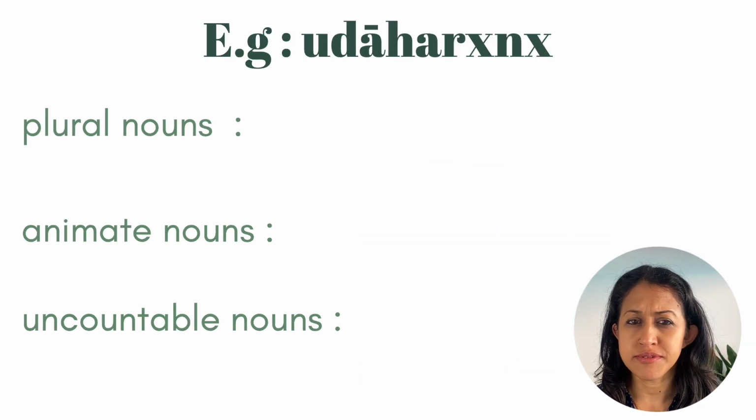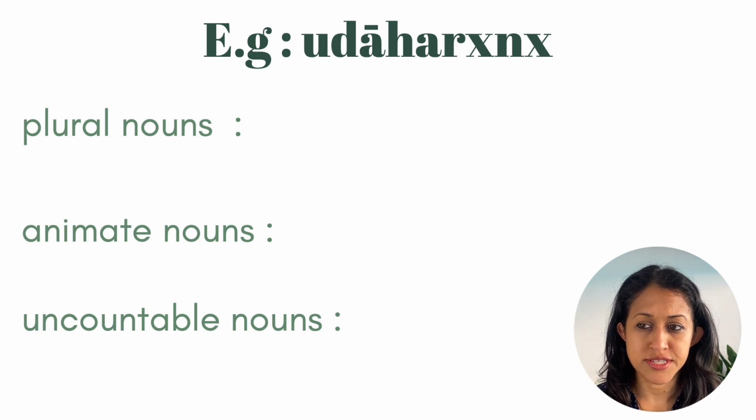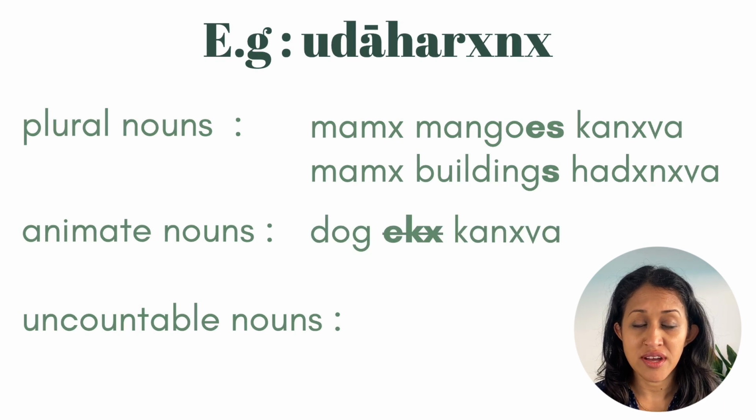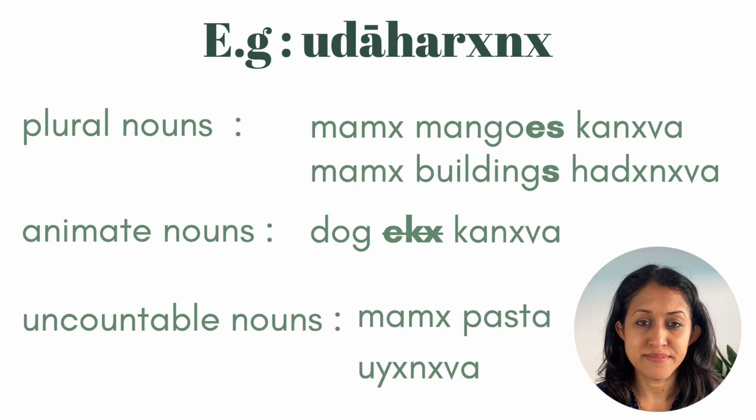Here are some examples of not using eka in each of those situations. With plural nouns, we don't want to use them. So: mama mangoes kanava, mama buildings hadanava, teacher teach karanava, dog yanava, mama pasta uyanava. As you can see with all of those examples, because they fall into plural nouns, animate nouns, and uncountable nouns, we don't use eka or ekak.